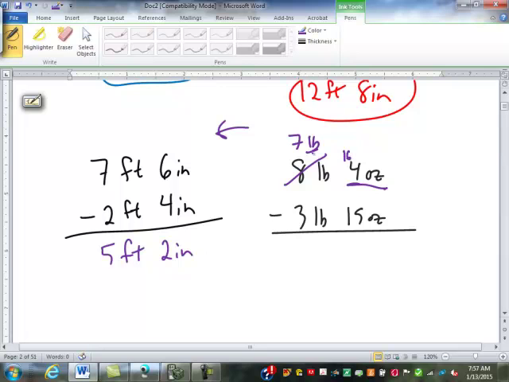What's this going to become? 20, because we have 16 ounces is what we borrowed. That gives us 20 ounces total. 20 minus 15 is 5 ounces. 7 minus 3 is 4 pounds.